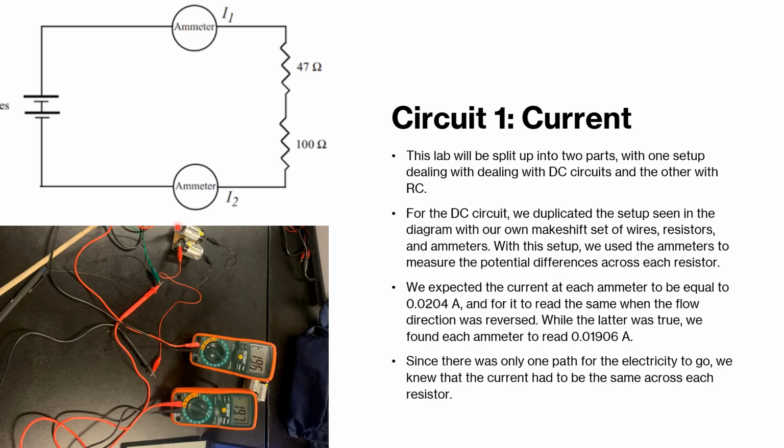We expected the current at each ammeter to be equal to 2/100ths of an amp, and for it to read the same when the flow direction was reversed and the positives and negatives were switched. While the latter was true, it was equal when the flow was reversed. We found each ammeter to read 19 thousandths of an amp. Since there was only one path for electricity to go, we knew that the current had to be the same across each resistor.